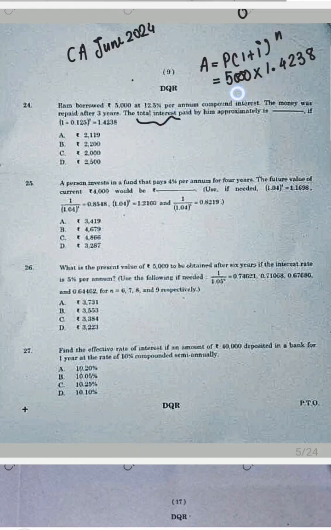Once you multiply, this is the amount, but what they wanted is the total interest paid. So from the amount, just subtract the principal to get the final answer. In your calculator, 5,000 into 1.4238, whatever is the answer, minus 5,000, the answer is 2119, which is option A.